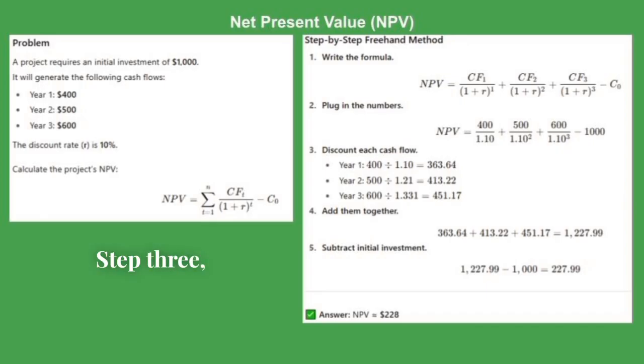Step 3, add them up. 363.64 plus 413.22 plus 451.17 equals 1,227.99.